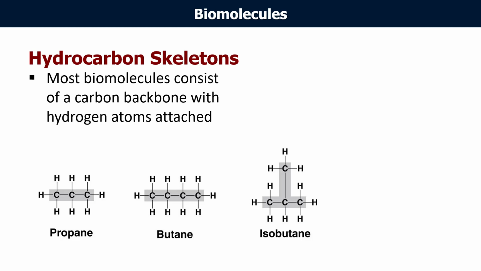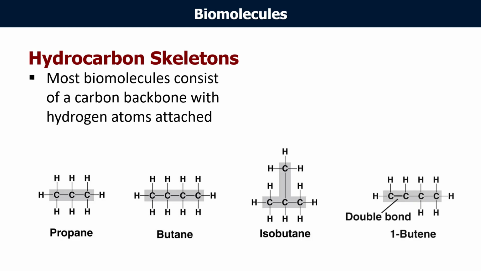So we can have straight chains, we can have branching, we can even have double bonds between carbons where they share 2 pairs of electrons. So notice the double bond here in this butene molecule. And since there's a double bond there, that eliminated the need for a couple of hydrogens because, again, carbons get 4 total bonds each. So we could have double bonds.